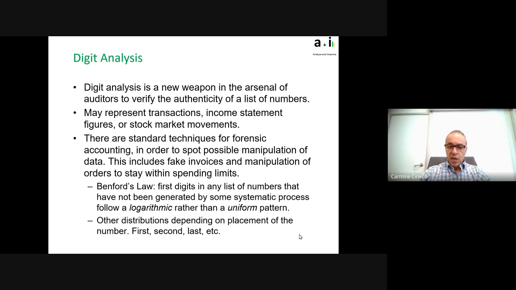This one says the first digits in any list of numbers that have not been generated by some systemic process follow a logarithmic rather than a uniform pattern. Okay, so that's the law that we're going to take a look at in a couple of seconds. But there are other distributions as well, and I'm going to show you a couple. So first, second, last, before the decimal, after the decimal. Each one has its own special type of distribution. And once you know that, you can have a lot of different interesting investigations and conclusions associated with that.